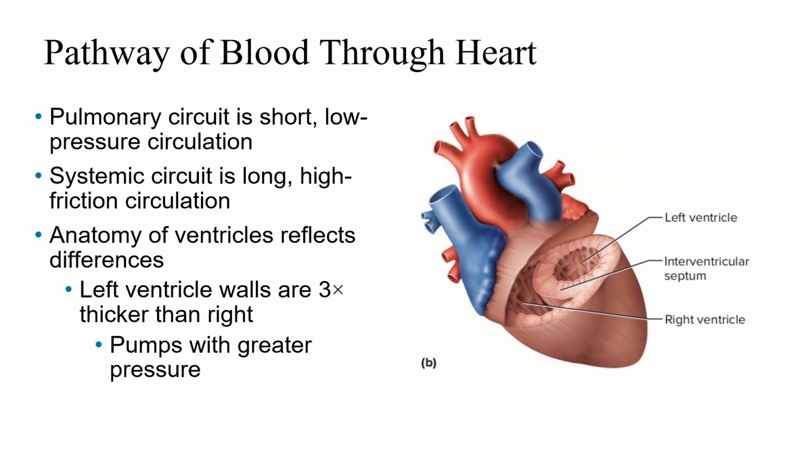Now, talking about the pathway of blood through the heart, just in sort of review: pulmonary circuit, short, low pressure circulation; systemic circuit, long, high pressure. The anatomy of these ventricles will reflect the differences. So when you look at the left ventricle, the walls itself are up to 3 times larger than the right side of the ventricle. And that's just because it's pumping with so much more force.